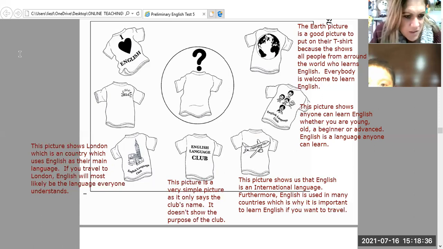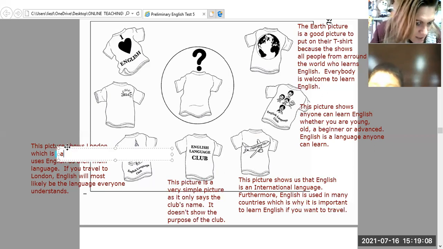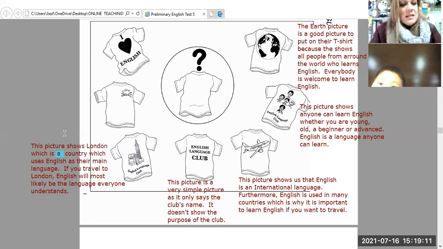You wrote wrong. Oh, which one is wrong? Which is a country? This picture shows London, which is a country. Oh, sorry. Yes, you're right. Well done. It's a country. Very good there. Okay, let me put a there. Well done for noticing my mistake. Yes. Is a country which uses English as their main language. If you travel to London, English will most likely be the language everyone understands.